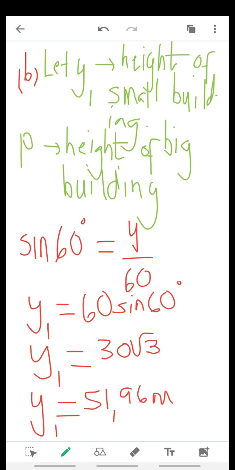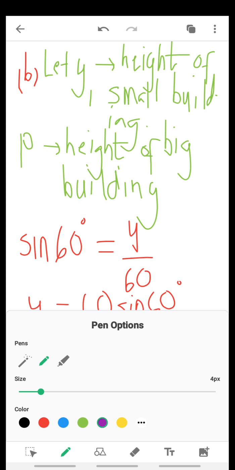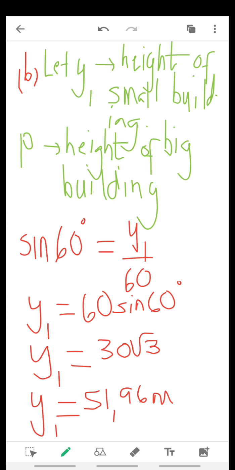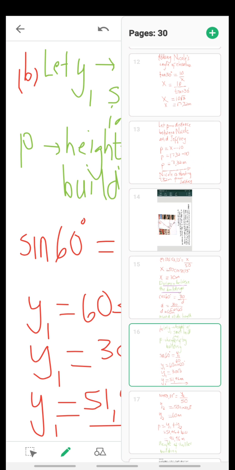So I said let y1 be the height of the small building, and then let p be the height of the big building. So sine 60 degrees is equal to y over 60. Here it's supposed to be y1 because I'm finding the height of the smaller building. Therefore y1, when I substituted, gave me 51,96. I rounded off to 2 decimal places. But we're not done.